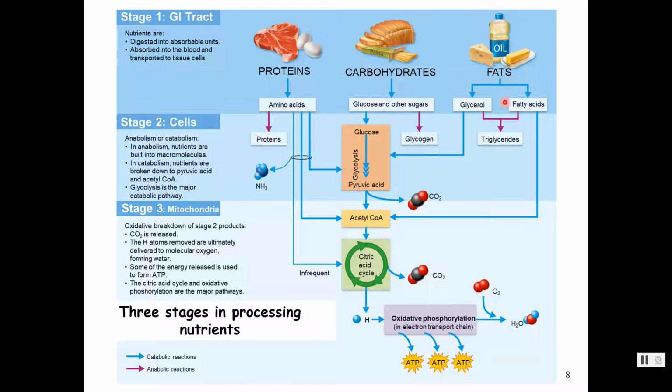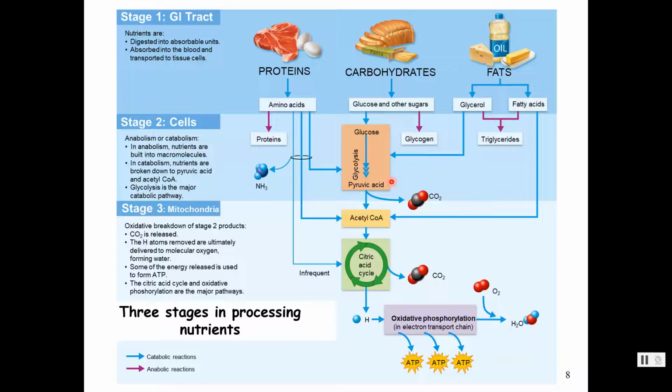The second stage is when cells absorb these simple monomer units, and then they have a choice to make. They can either build, so amino acids build back up to cellular proteins. The liver and skeletal muscle can store that glucose as glycogen, or the body can build triglycerides or other fats from those molecules. Or they can take those monomer units and go through catabolism and go through glycolysis, which occurs in the cytoplasm. That just means splitting of glucose, a 6-carbon molecule, to 2 3-carbon pyruvic acids.